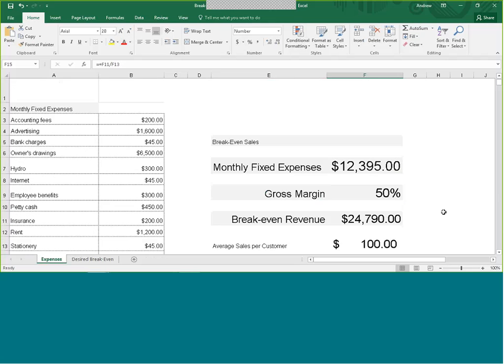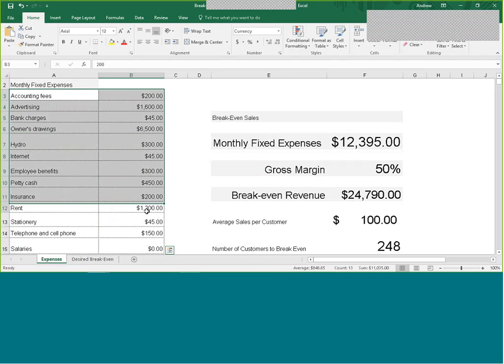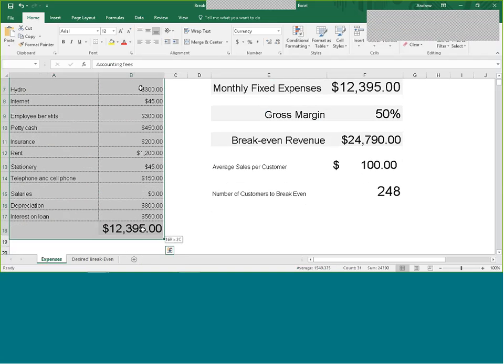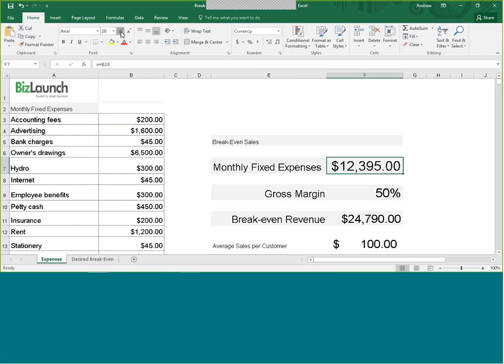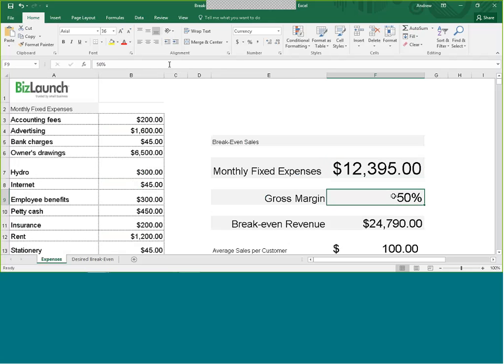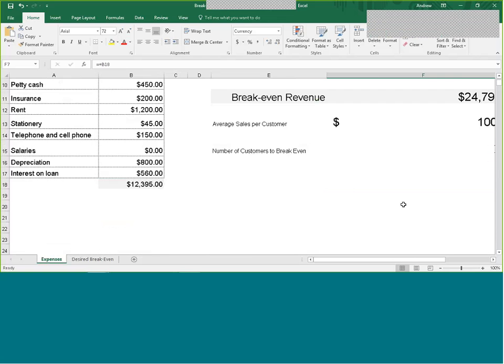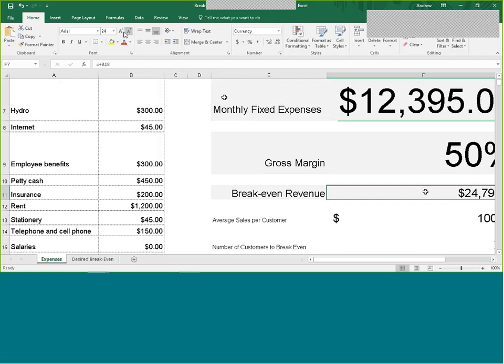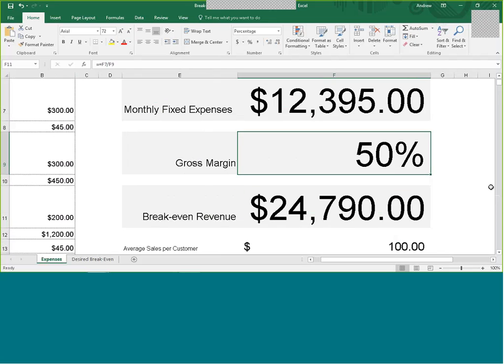Let me go through that example again. I added up all my expenses for the month, and that gave $12,395. I divide by 50%, and my break-even will be $24,790.